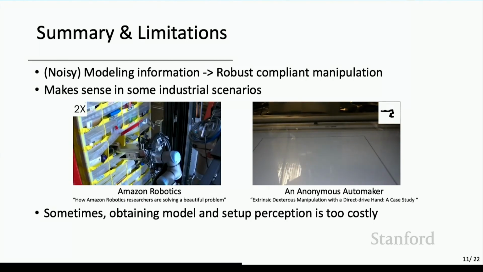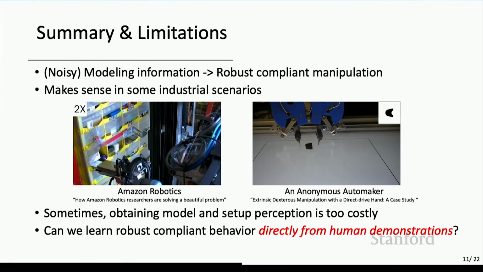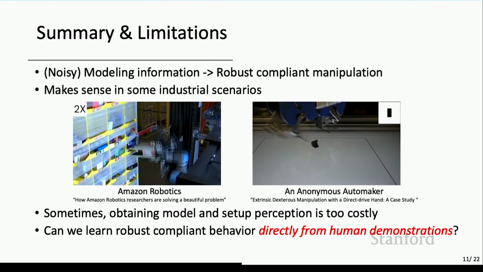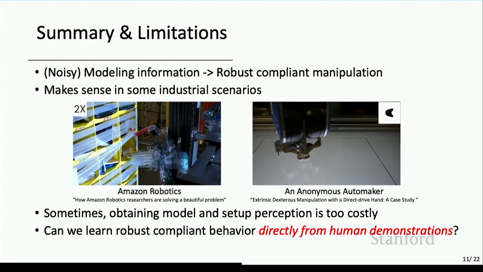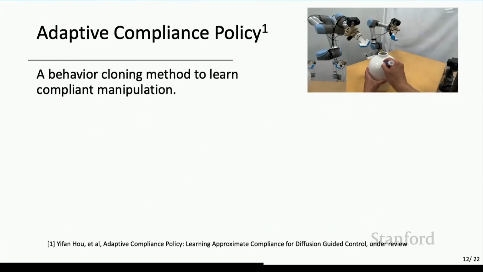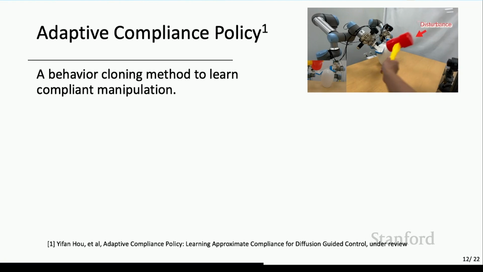In those cases, we ask ourselves the question: can we expand on the recent progress on imitation learning and learn a compliant manipulation policy directly from human demonstrations? Because apparently, we humans are very good at this. So in the second half, I will present our recent work on adaptive compliance policy, which is a behavior cloning method to learn compliant manipulation.